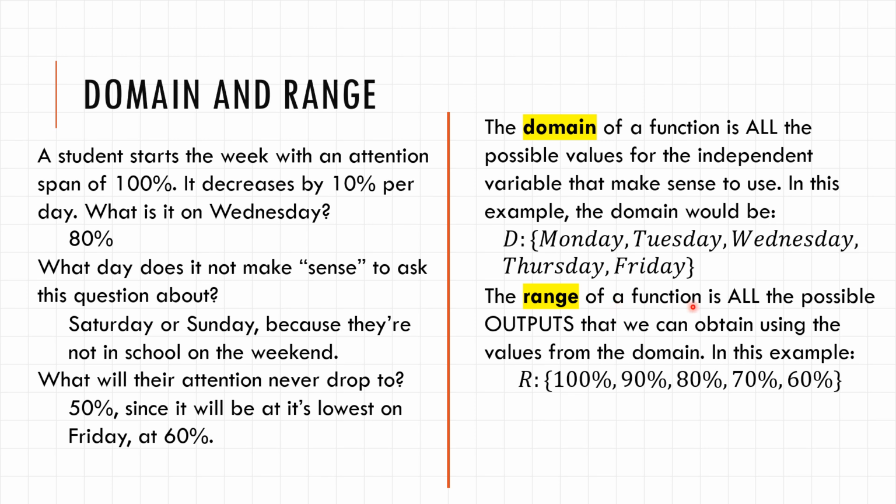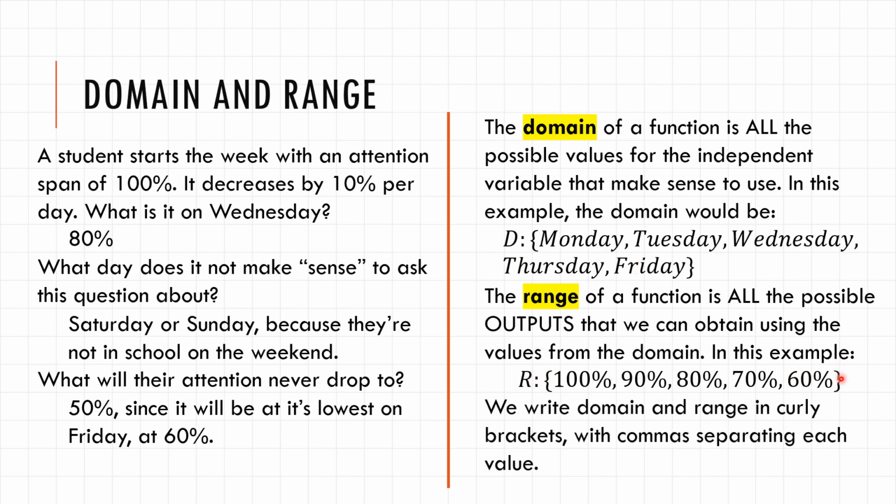The range of a function is related to this question. The range of a function is all the possible outputs that we can get using the values from the domain. So in this case, the range is 100% on Monday, 90% on Tuesday, 80% on Wednesday, 70% on Thursday, and 60% on Friday. This is how you write the domain and range of a function. You use these curly brackets, and inside you write down all of the values in the domain or in the range, separated by commas.